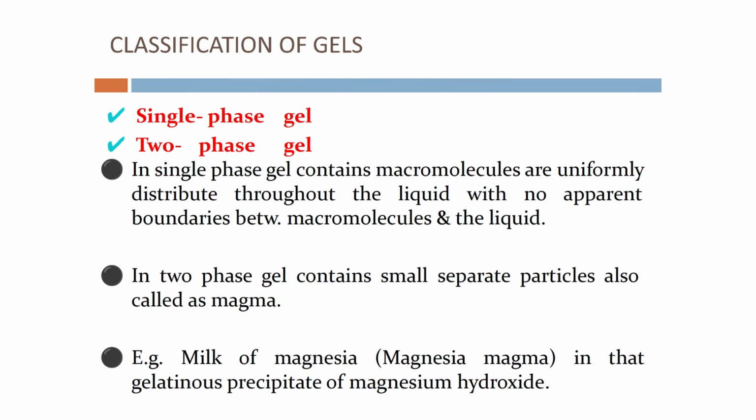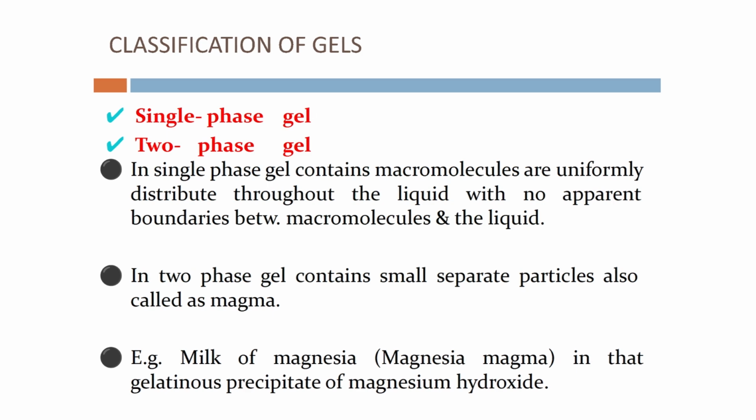Let's now look at how gels are classified. We have single-phase gels and two-phase gels. In a single-phase gel, macromolecules are uniformly distributed throughout the liquid with no apparent boundaries between the dissolved macromolecules and the liquid. In a two-phase gel, you have small separate particles. This is also called a magma. A classic example is milk of magnesia, or magnesia magma, which is a gelatinous precipitate of magnesium hydroxide.